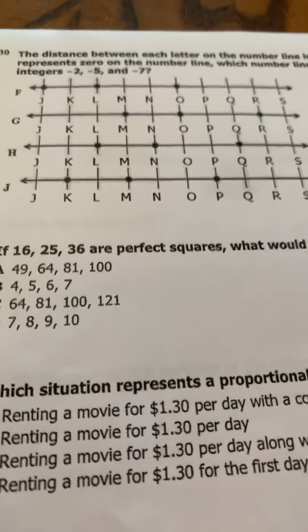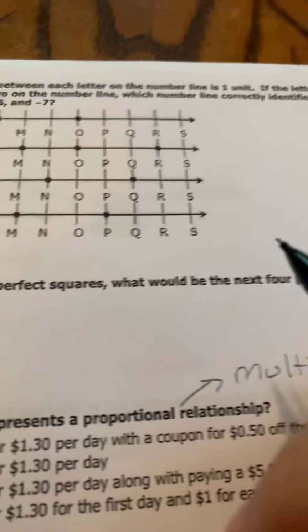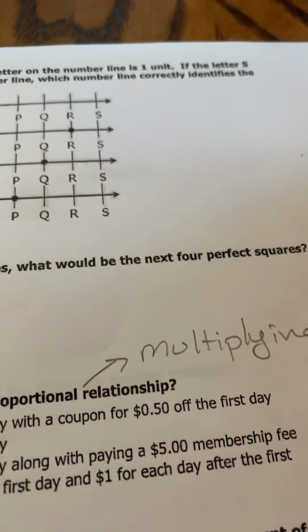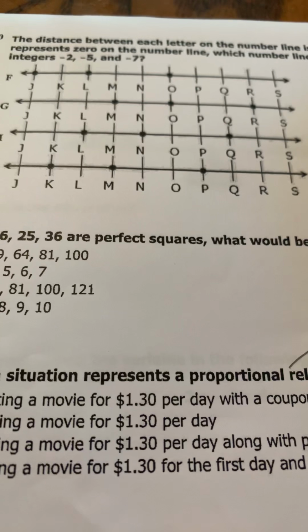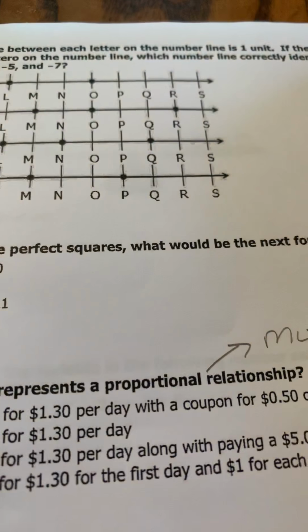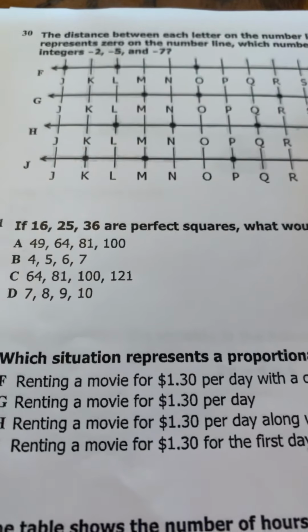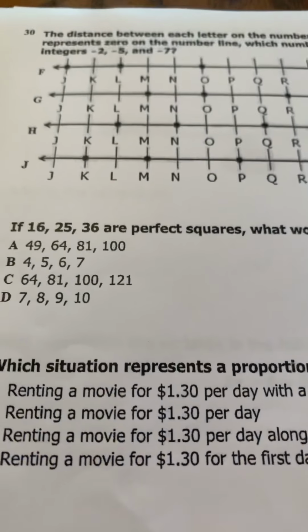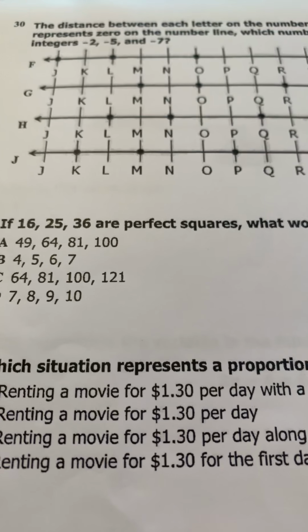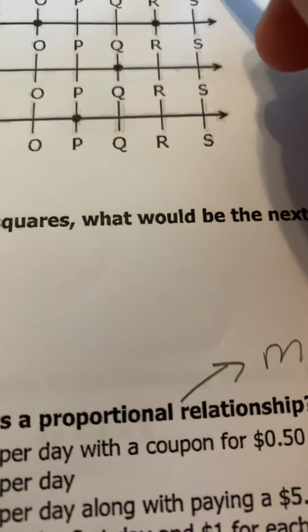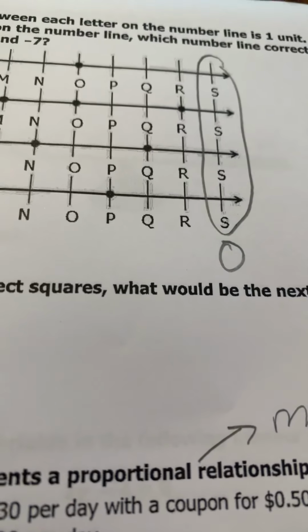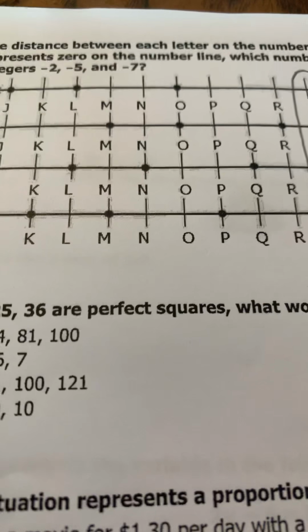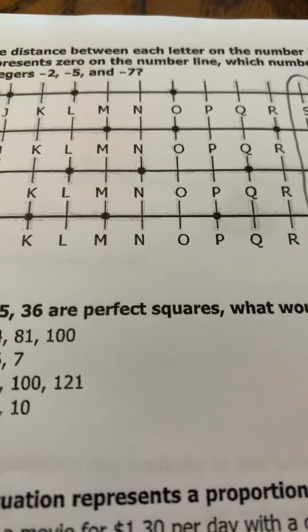All right. We're getting there. We're almost finished. All right, 30. The distance between each letter on the number line is 1 unit. If the letter S represents 0, which number line correctly identifies the integers -2, -5, and -7? So if S is 0, I want to find -2, -5, and -7.